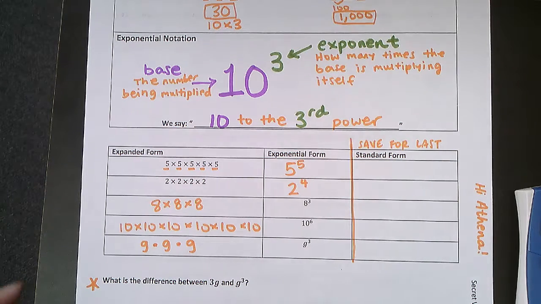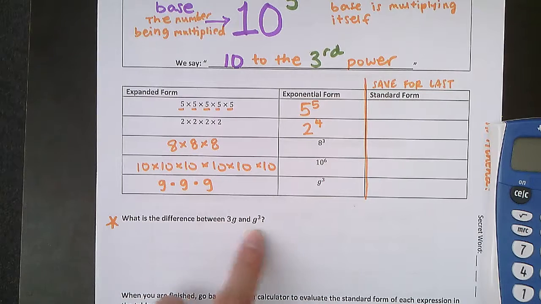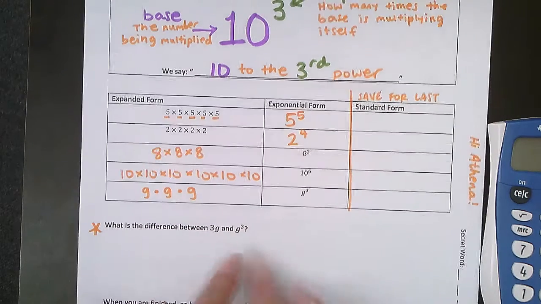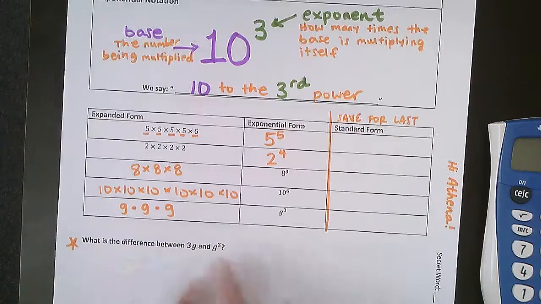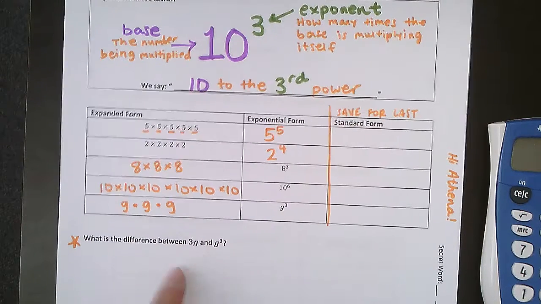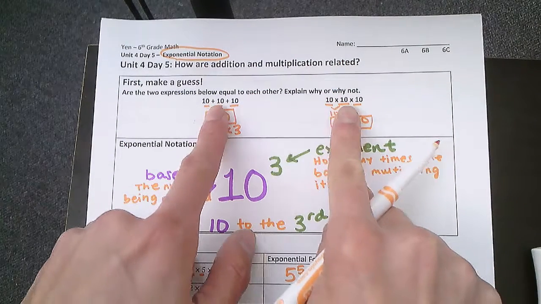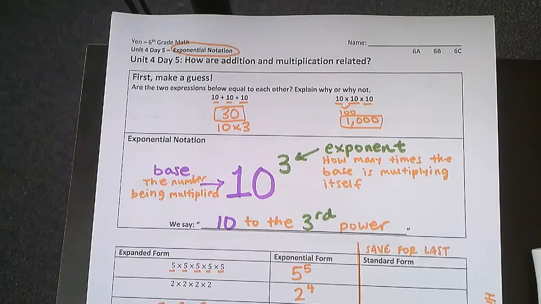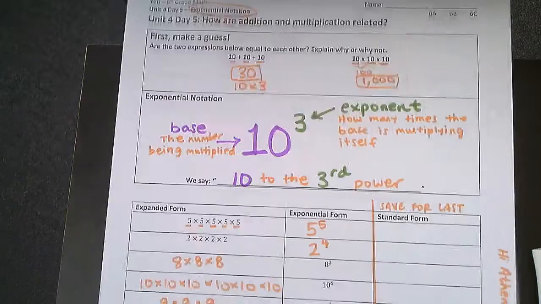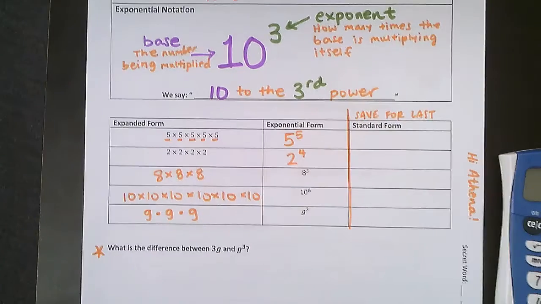Now, what is the difference between 3G and G to the 3rd power? Well, with that, I'm not going to give you the exact answer because I really want you to try to answer that one on your own. But if you didn't get it, the hint is, look back up here. What's the difference between these two? That's similar to the difference between 3G and G to the 3rd power.